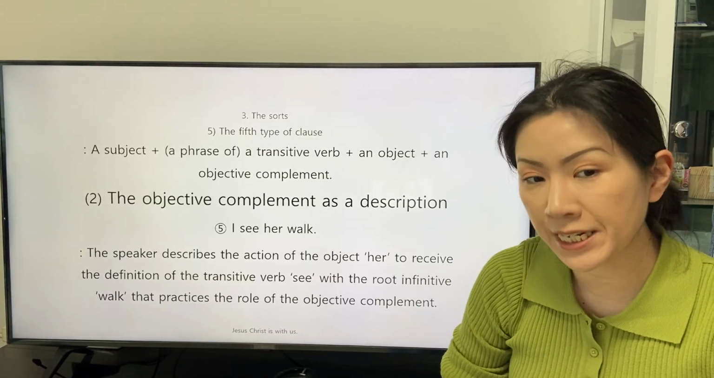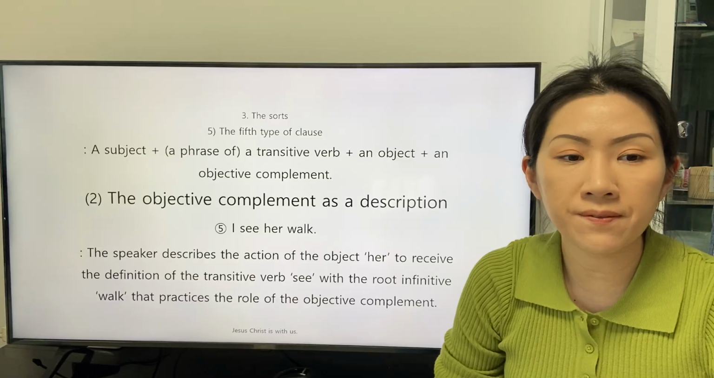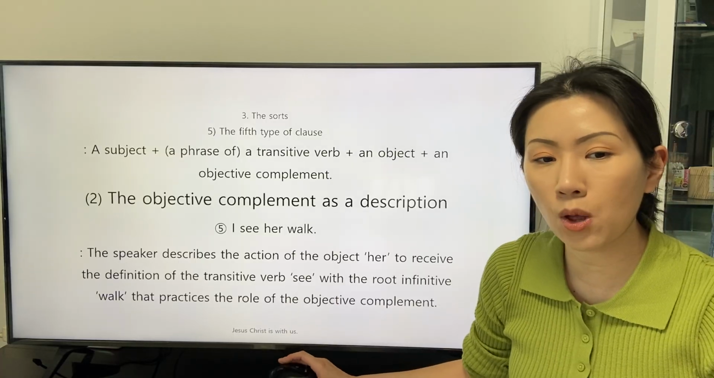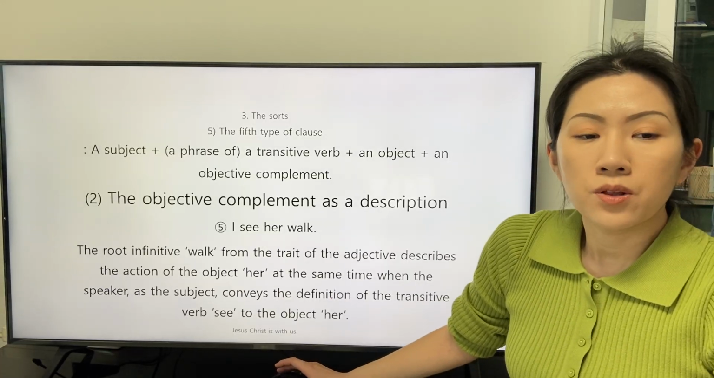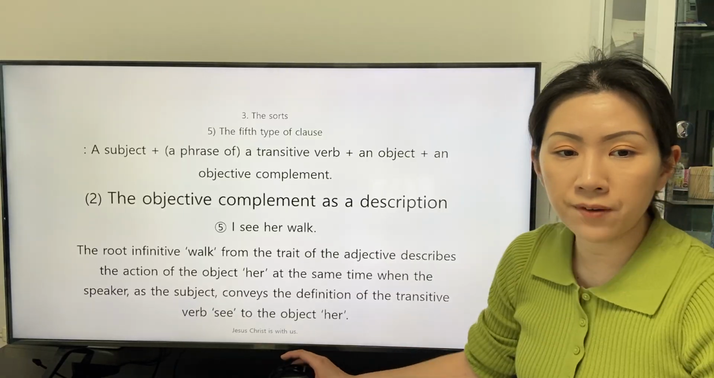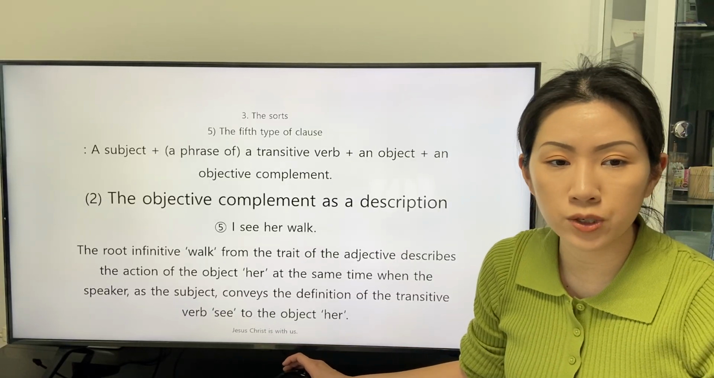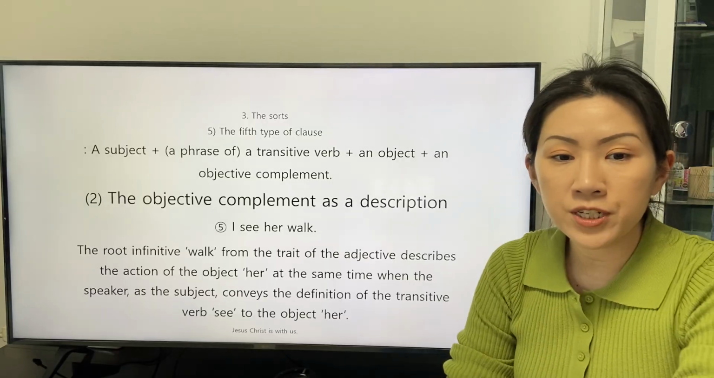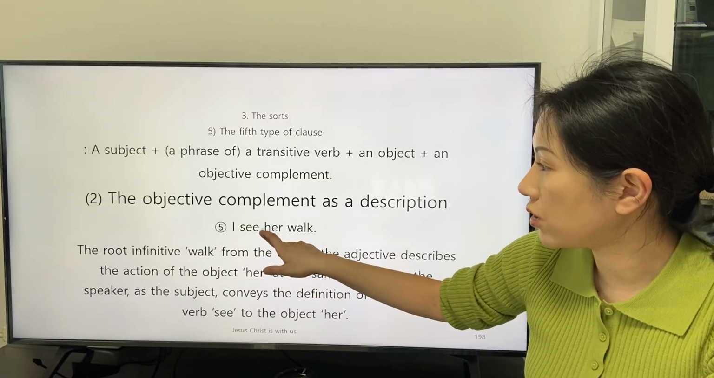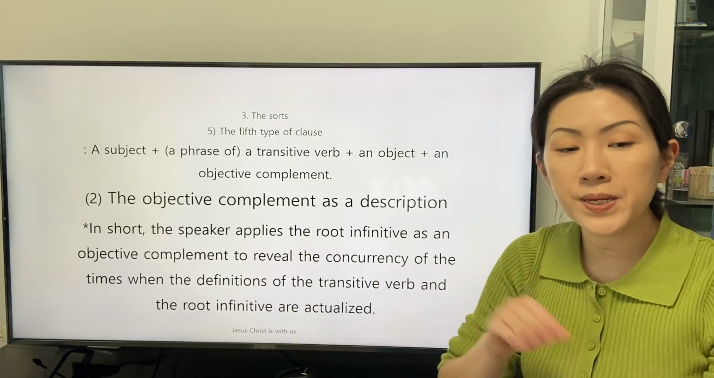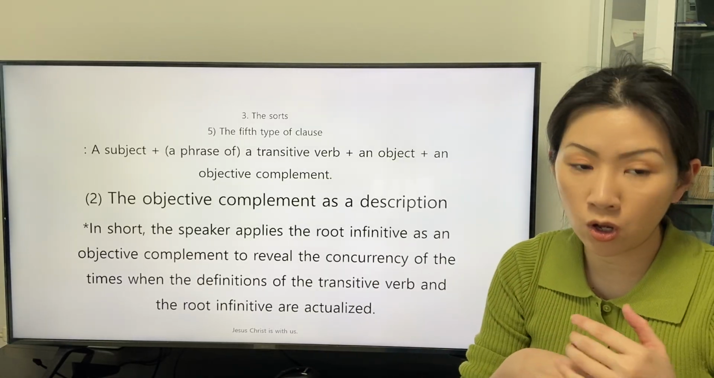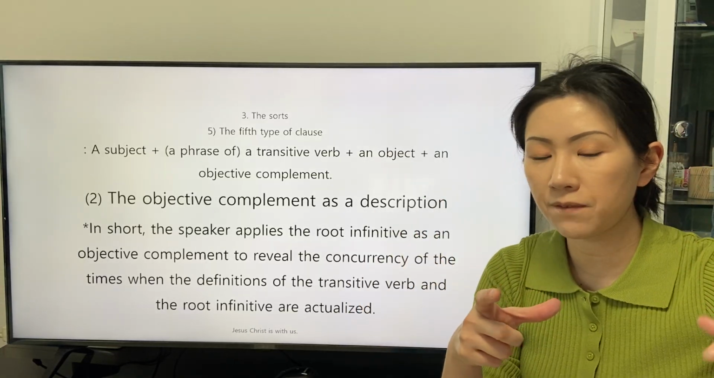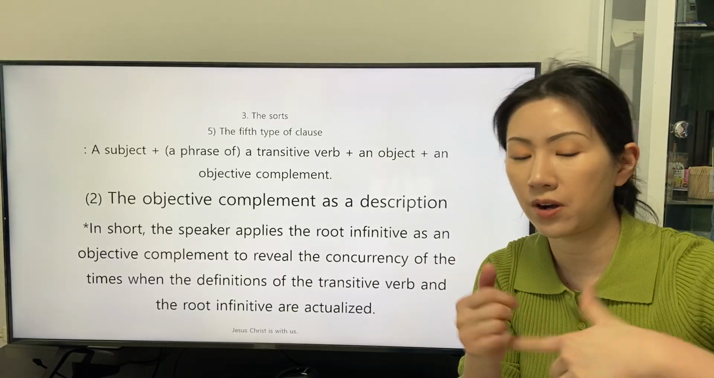The speaker describes the action of the object her to receive the definition of the transitive verb see with the root infinitive walk that practices the role of the objective complement. The root infinitive walk from the trait of the adjective describes the action of the object her at the same time when the speaker as the subject conveys the definition of the transitive verb see to the object her. In short, the speaker applies the root infinitive as an objective complement to reveal the concurrency of the times when the definitions of the transitive verb and the root infinitive are actualized.